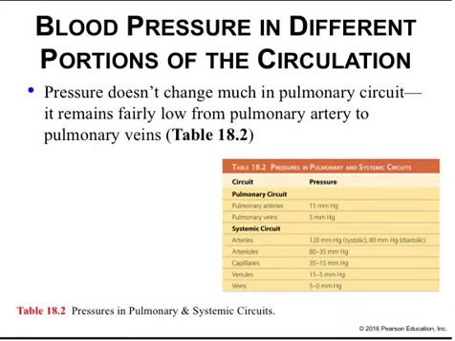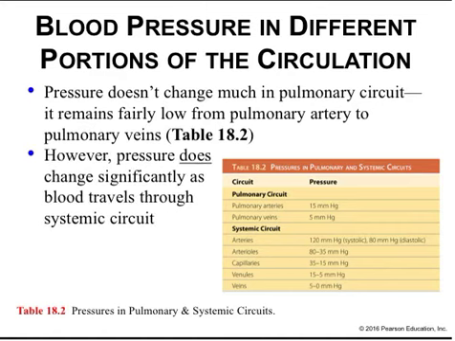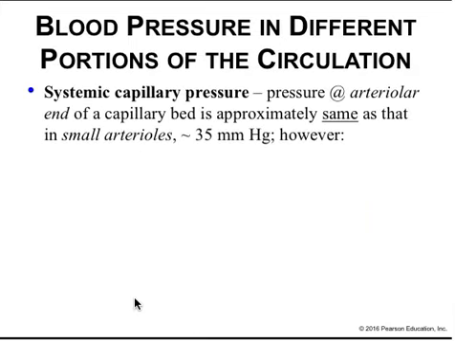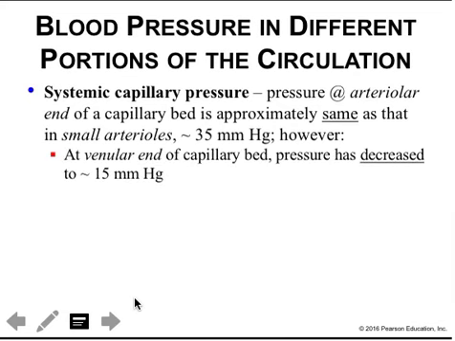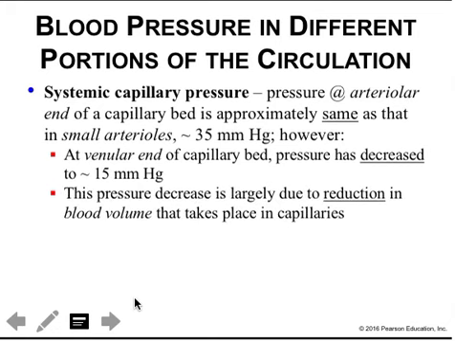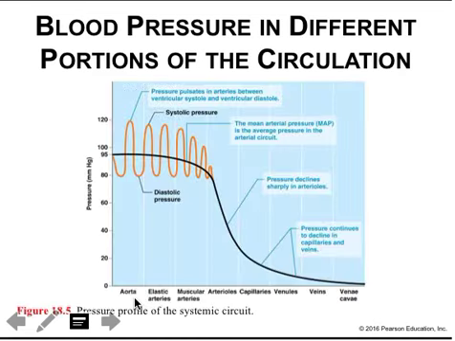Pressure doesn't change much in the pulmonary circuit, remaining fairly low from the pulmonary artery to the veins. However, pressure does change significantly as blood travels through the systemic circuit. Systemic capillary pressure is the pressure at the arterial end of a capillary bed, which is about the same as in the small arterioles, about 35 millimeters of mercury. But at the venular end of the bed, pressure is dropped to 15 millimeters of mercury. This pressure decrease is due to the reduction in blood volume that takes place in the capillaries as they lose fluid to the surrounding tissues.